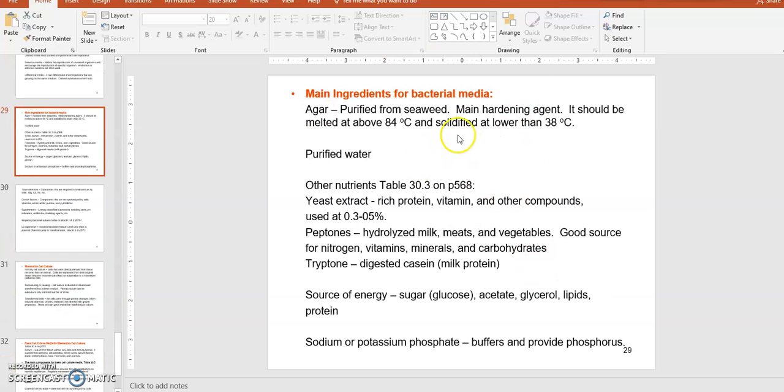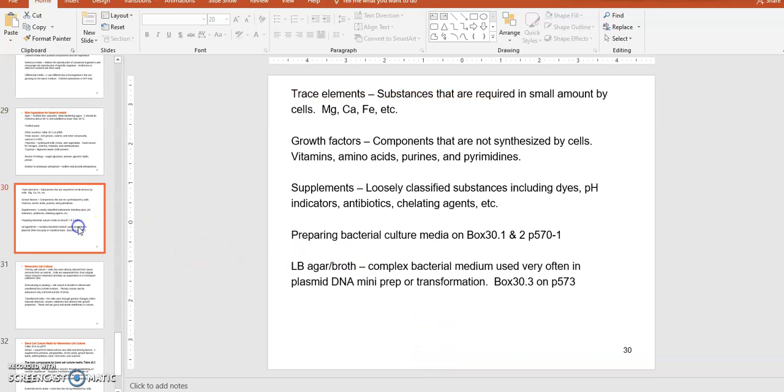The main ingredients of bacterial growth media will contain a lot of water. Of course, the growth medium is water-based. Sometimes you need agar to make it solid. And other nutrients like complex medium, yeast extract from the dead bodies of yeast, peptones, which are hydrolyzed milk, a rich source of proteins, and tryptones, which digest casein, the milk protein. Those are good sources of nutrients. A source of energy, sugar, you need to provide, of course. And then sodium, potassium, phosphate, those are the buffer salts you need to provide. Trace elements, growth factors, supplements. There's an instruction on how to prepare bacterial media in your textbook, so take a look at those. Examples are LB broth and LB agar.